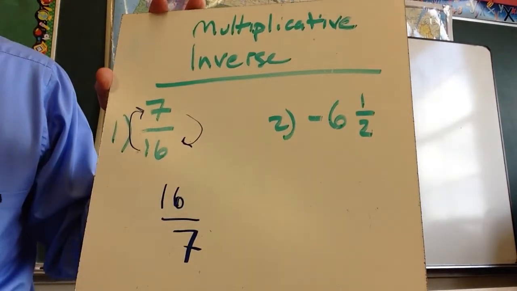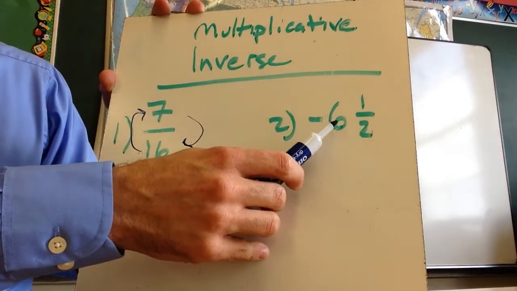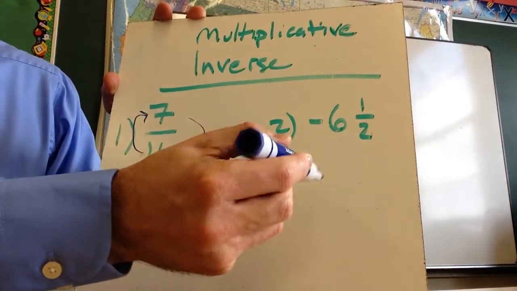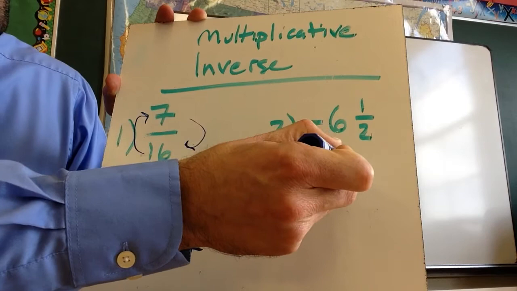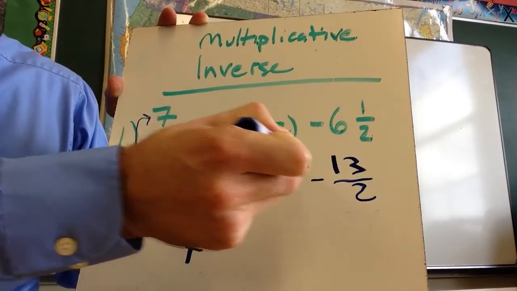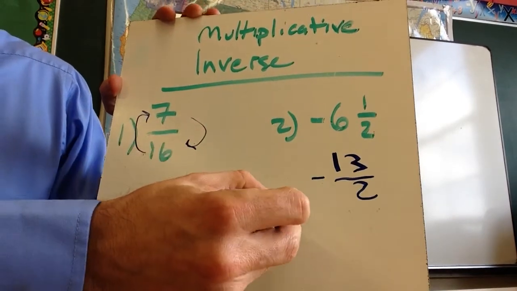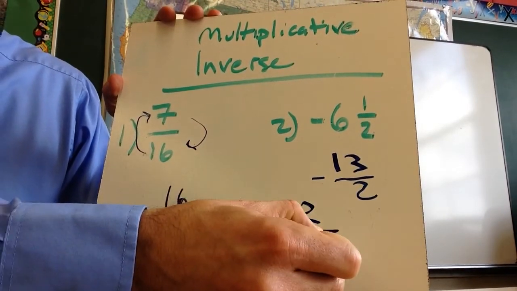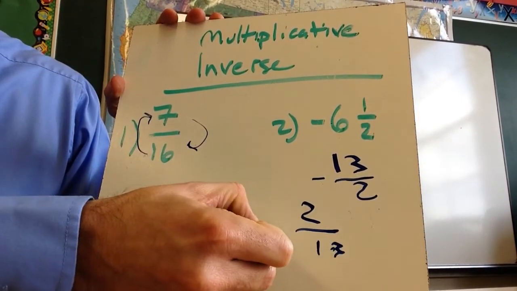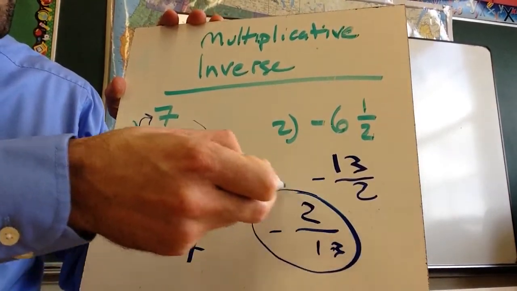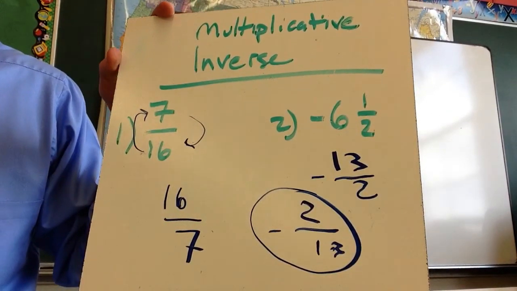This one I need to first change into an improper fraction, so it's 2 times 6 is 12, plus 1 is 13. So this is 13 over 2. Obviously this is still negative. Now I'm going to flip it, and when I flip it, it becomes 2 over 13, and it is still a negative number. So that's my multiplicative inverse there.